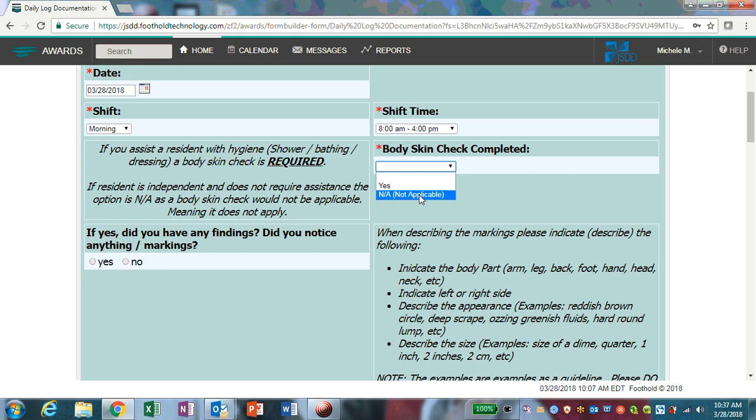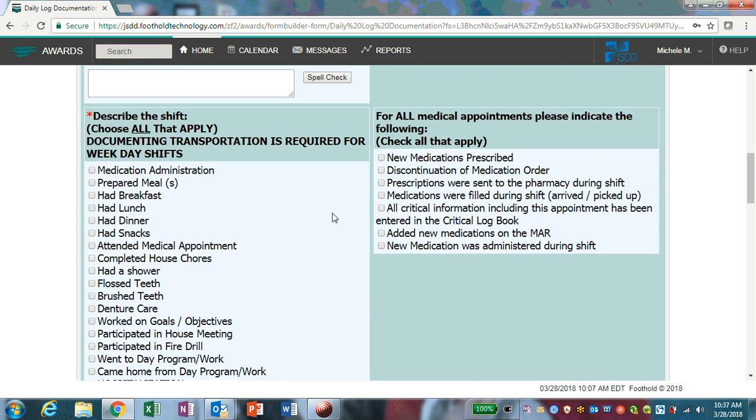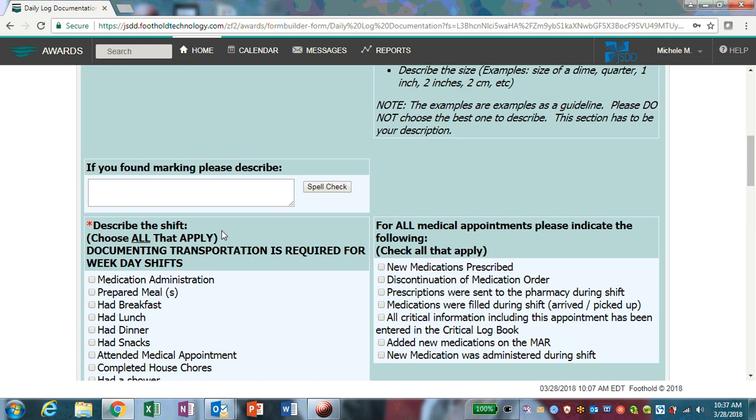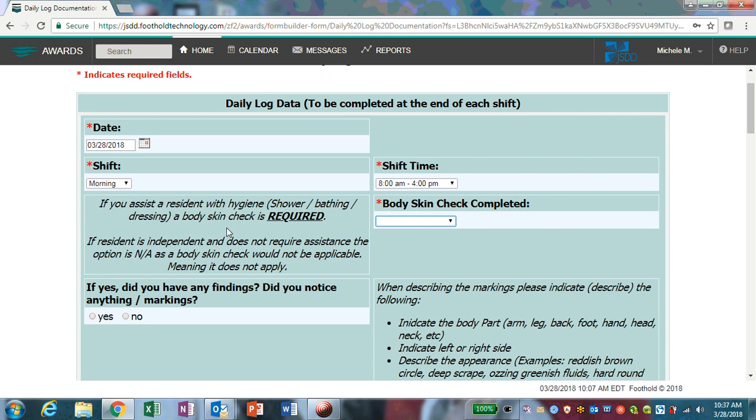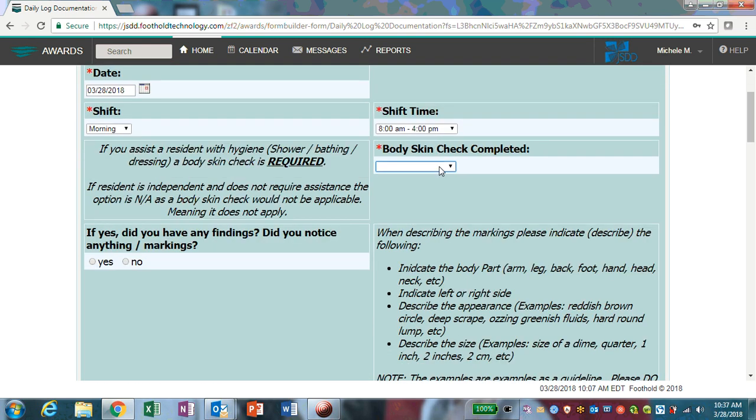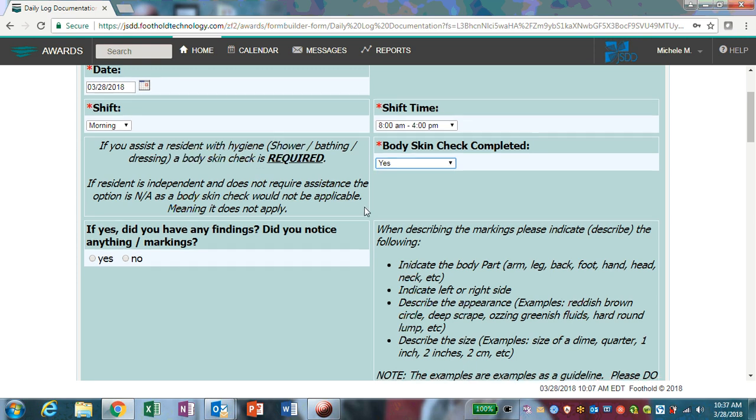You're going to select yes, but you're going to make sure that you indicate in the note section why you completed it. And when I say note section, that would be under other, and I'll go over that a little bit later. But for today, I'm going to put yes.